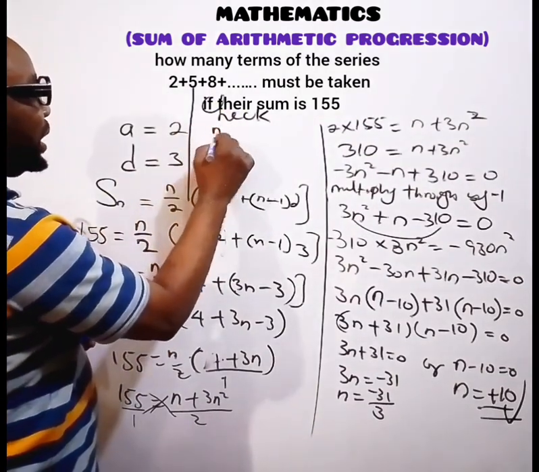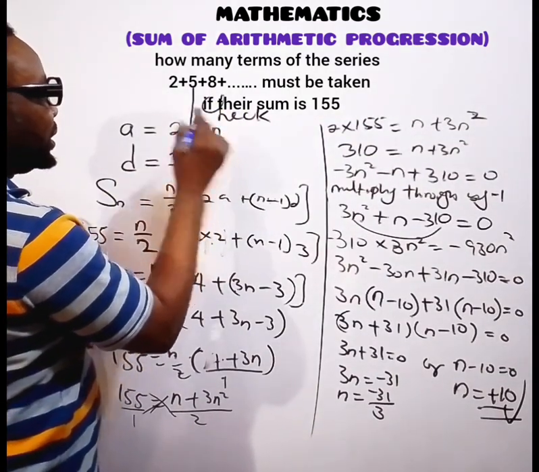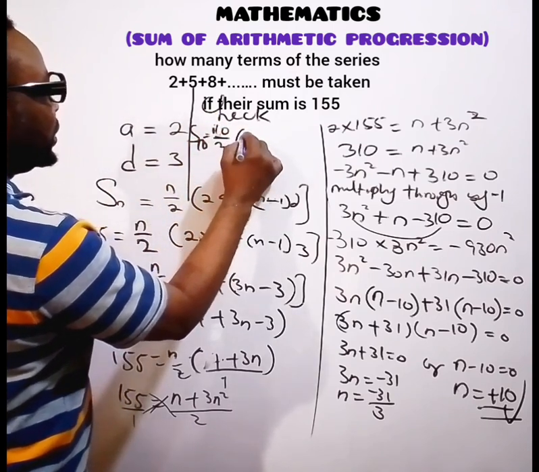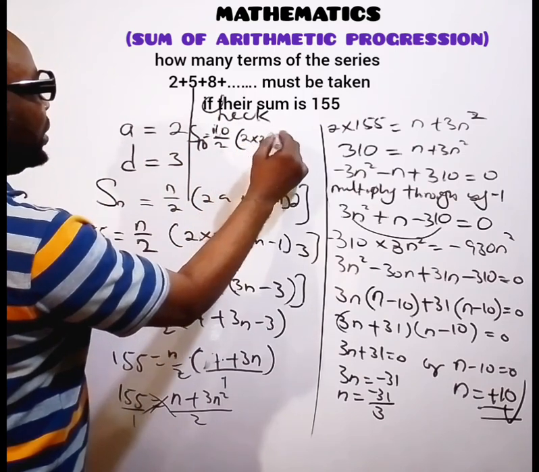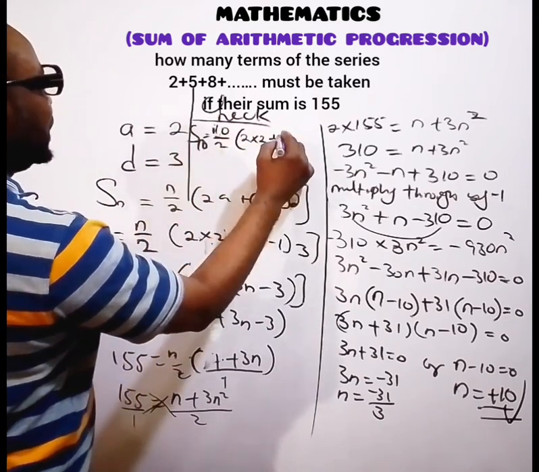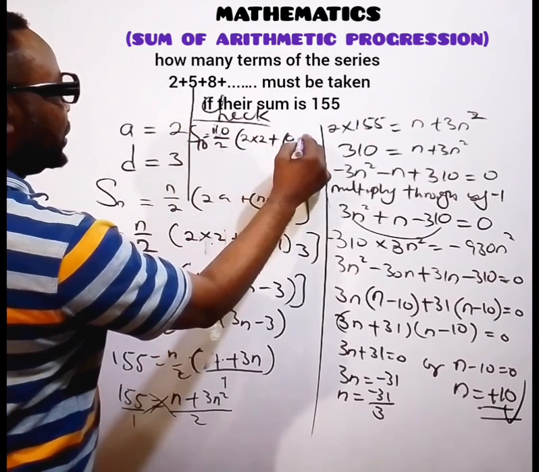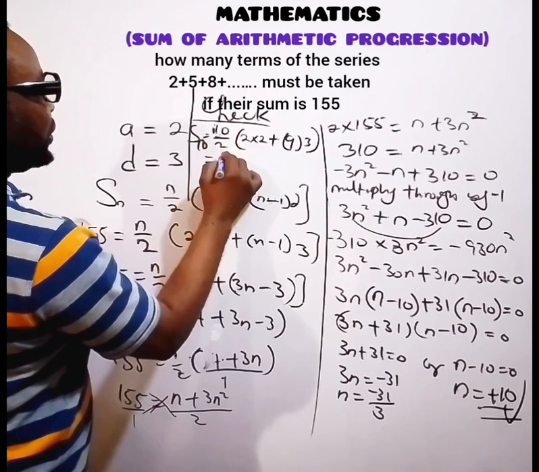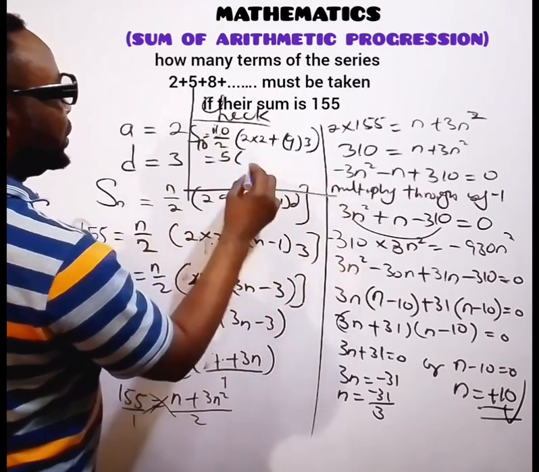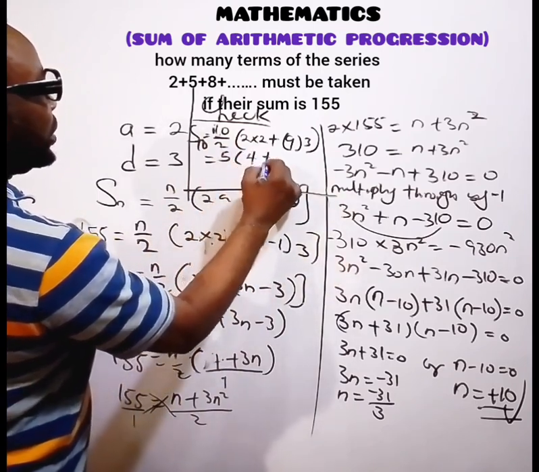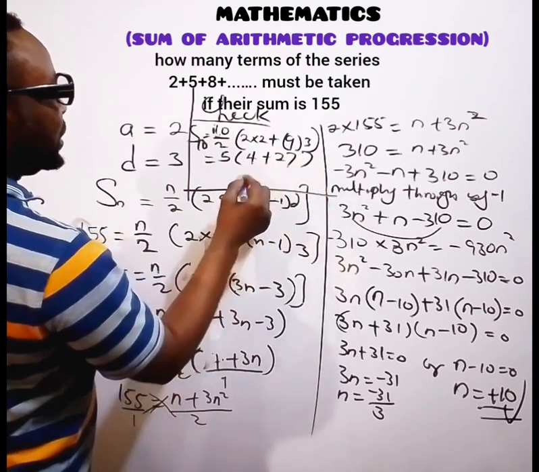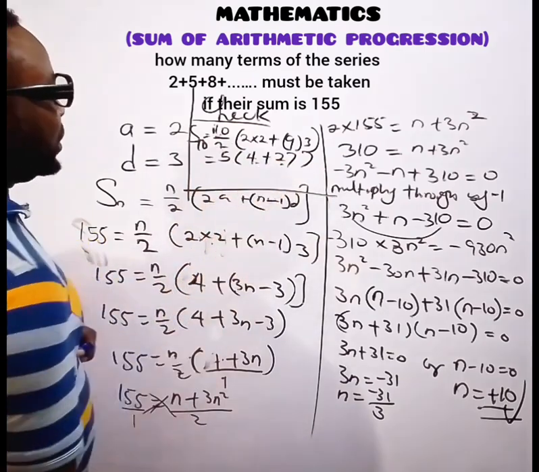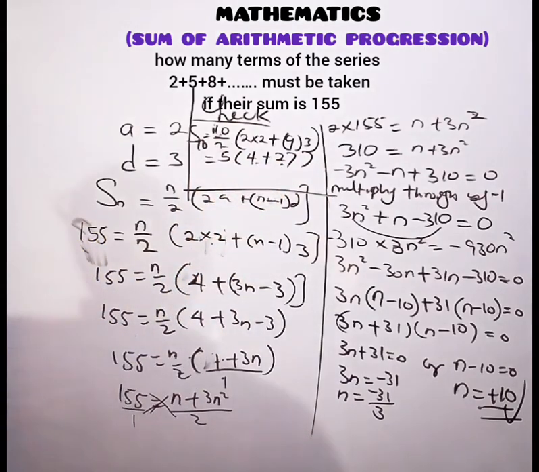I've gotten that it's n over 2. The sum of 10 terms is equal to 10 over 2 into bracket 2a plus n minus 1, that's 9. d is what? 3. That's equal to 10 over 2, which is 5, into bracket 4 plus 9 times 3, 27. That's 31. 10 over 2 is 5. 4 plus 27 will be equal to 31.